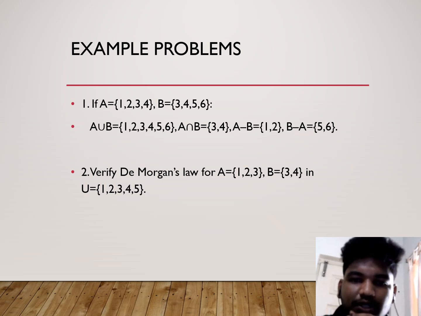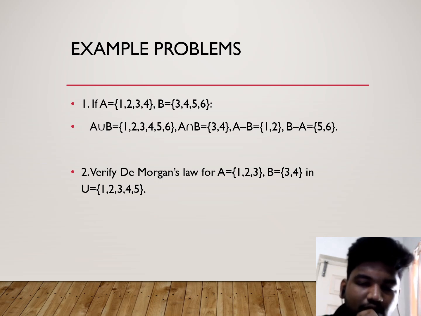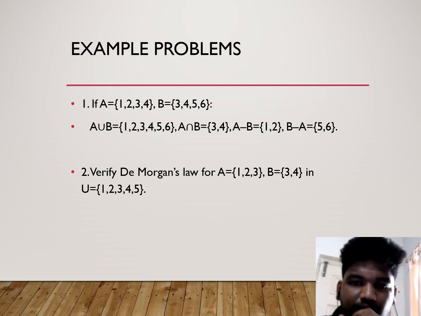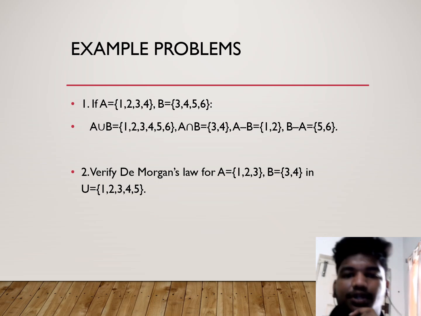Now we are going to see the difference between the two sets. A minus B equal to, 1, 2 are present in A, 3, 4 are present in B. So we should not write the B elements and we should write only A elements 1, 2. And B minus A is the reverse of this one, 5, 6. We should not write A elements, the elements in A should not be written.